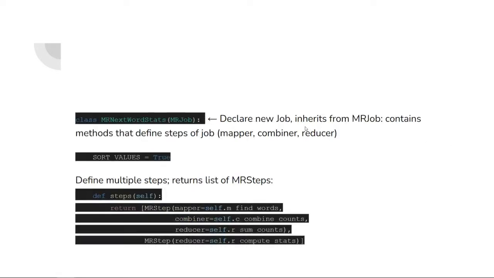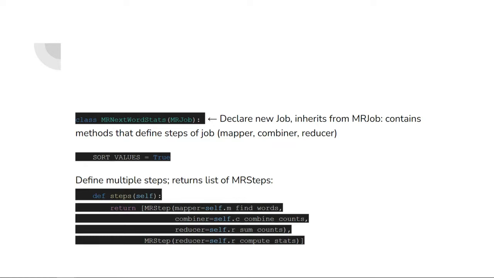Very well. We then define a new class called MRNextWordStats. Said class is a new job because it is inheriting from the MRJob base class, which means that we can use the methods that define the steps of a job, be it mappers, combiners, or reducers. We define a constant called SORT_VALUES, which is equal to the Boolean True, and then we define the steps method.